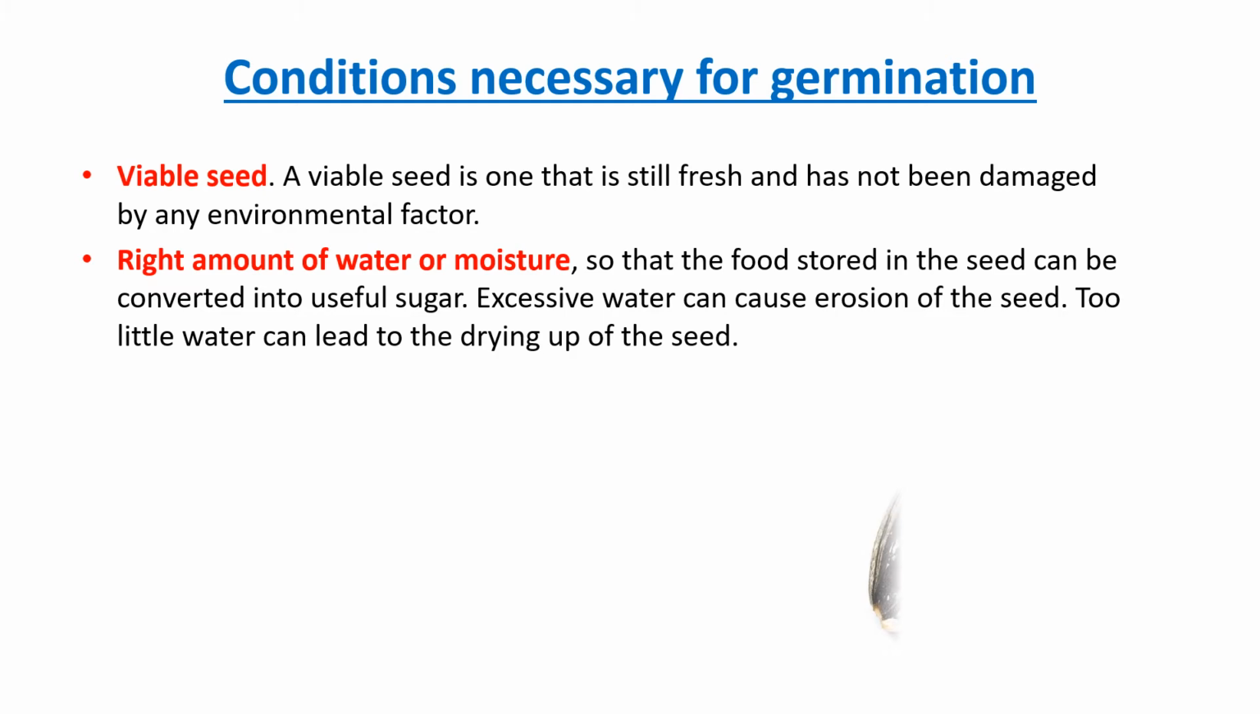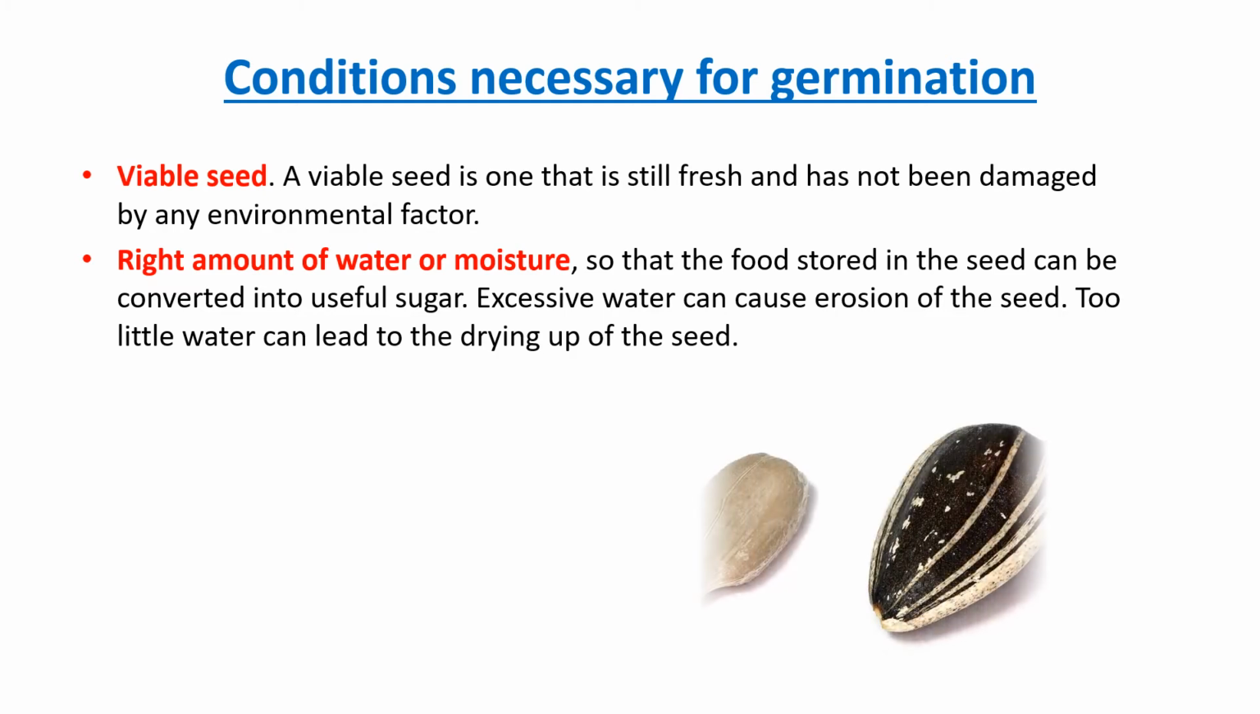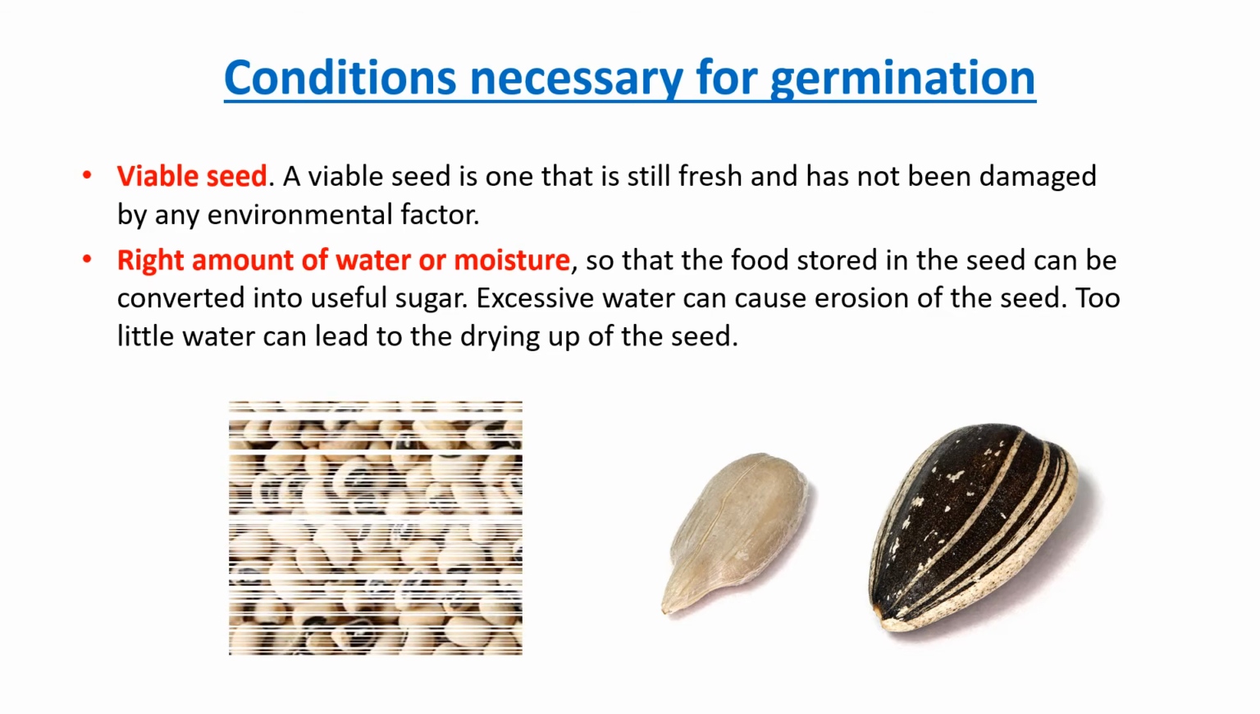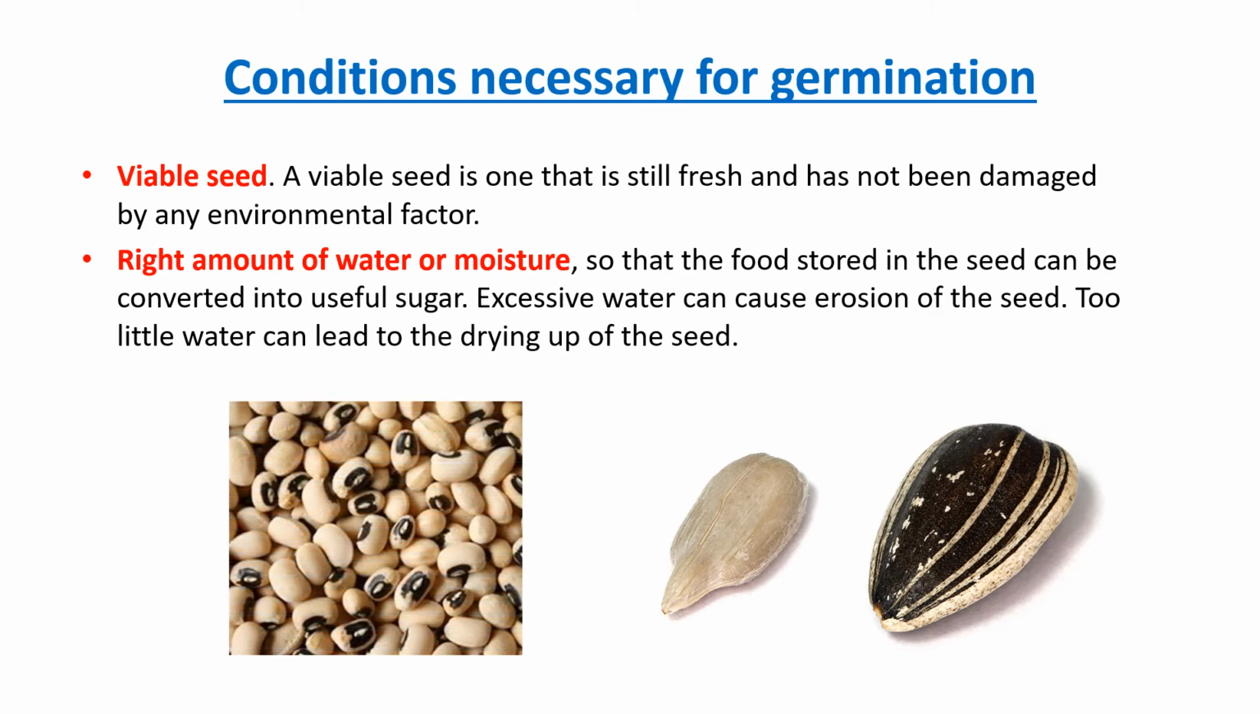Conditions necessary for germination. The following are some of the factors necessary for germination. Viable seed: a viable seed is one that is still fresh and has not been damaged by any environmental factor. Right amount of water or moisture, so that the food stored in the seed can be converted into useful sugar. Excessive water can cause erosion of the seed. Too little water can lead to the drying up of the seed.